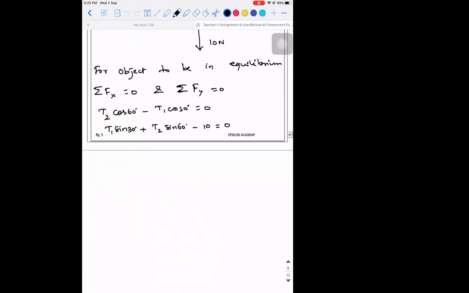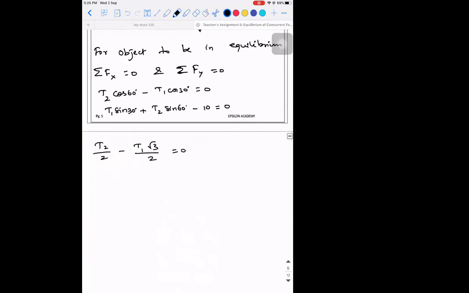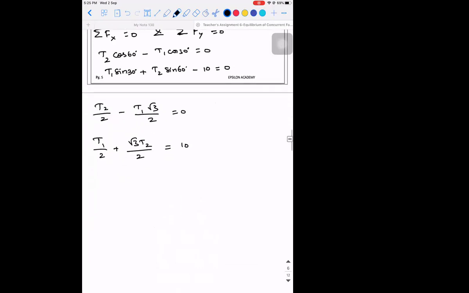So T2 cos 60 means T2 by 2 minus root 3 by 2 equal to 0. Similarly, T1 sin 30 means T1 by 2 plus root 3 T2 by 2 is equal to 10. Okay, how to solve, guys? From this, if I take the 2 to the other side, can I say T2 minus root 3 T1 is equal to 0? From this, can I say T1 plus root 3 T2 is equal to 20?